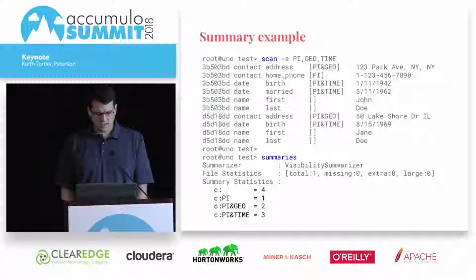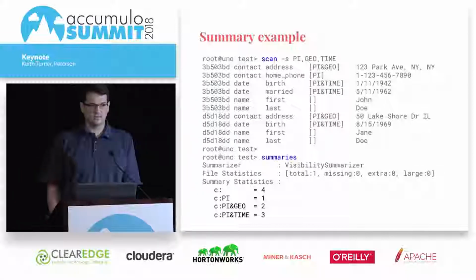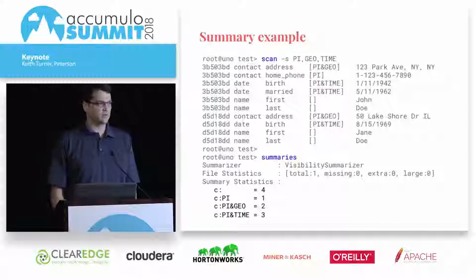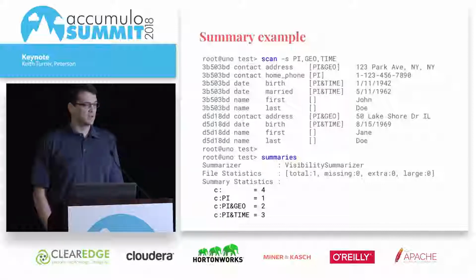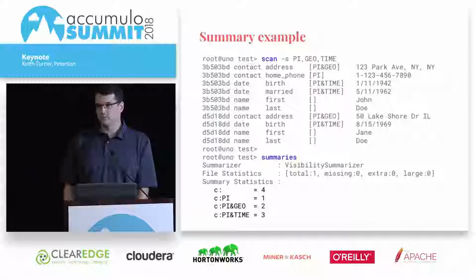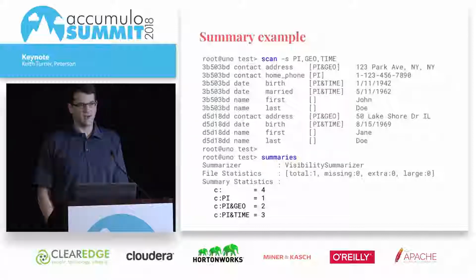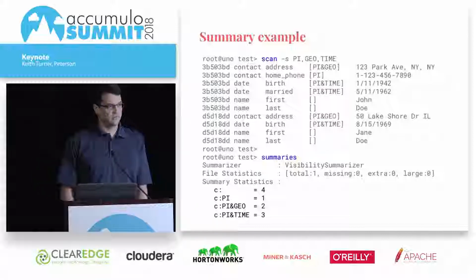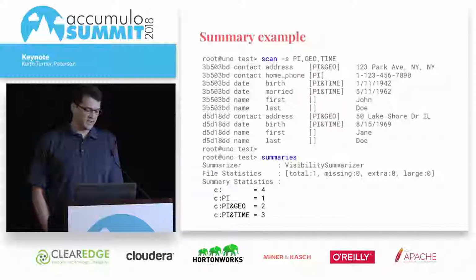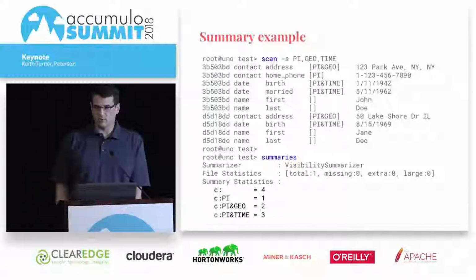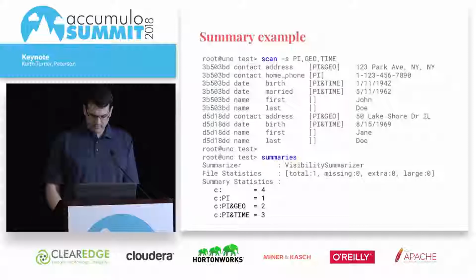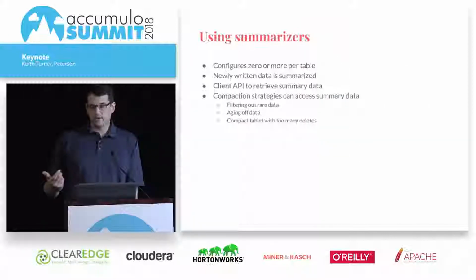Now, the way this particular summarizer works is it will only count up to a certain number of unique column visibilities. That's configurable, but I think by default it tracks up to like 5,000. And the reason for that is the summaries should ideally be small. And what it'll do is if you go over that unique number, it just counts how many were uncategorized. So it just keeps a count of that.